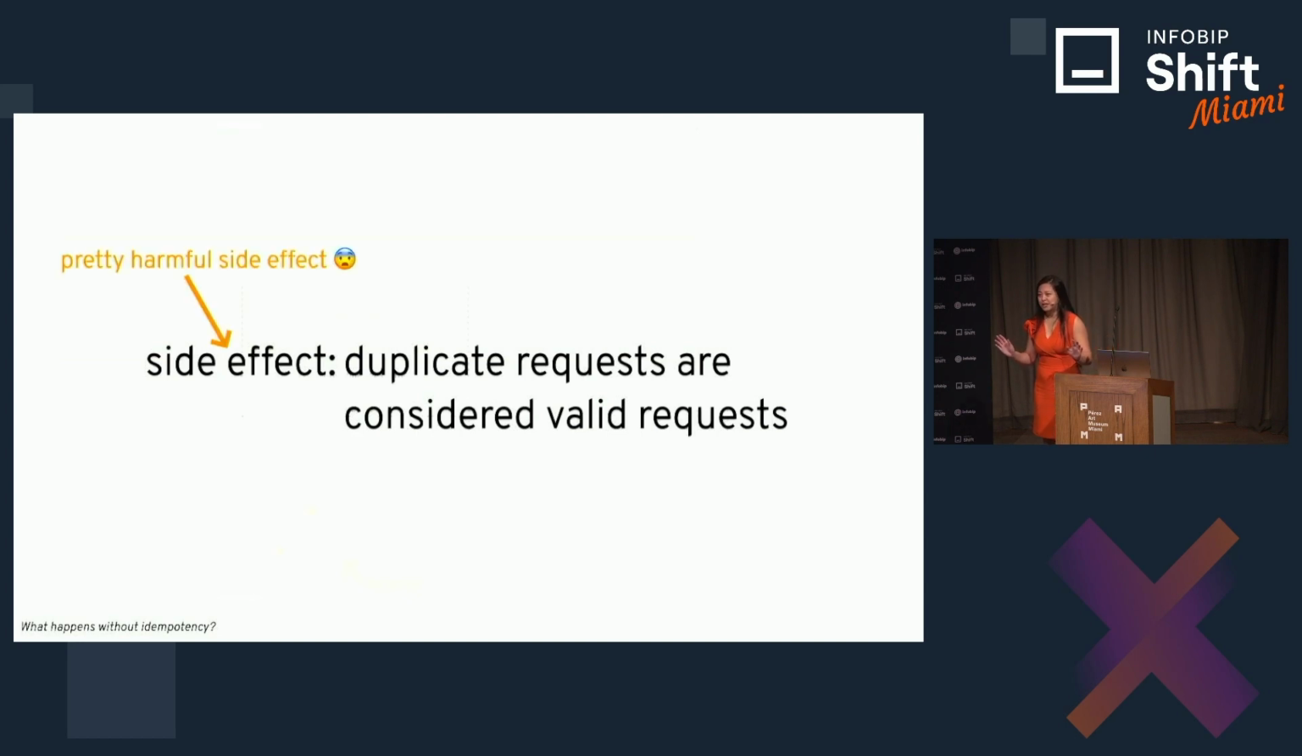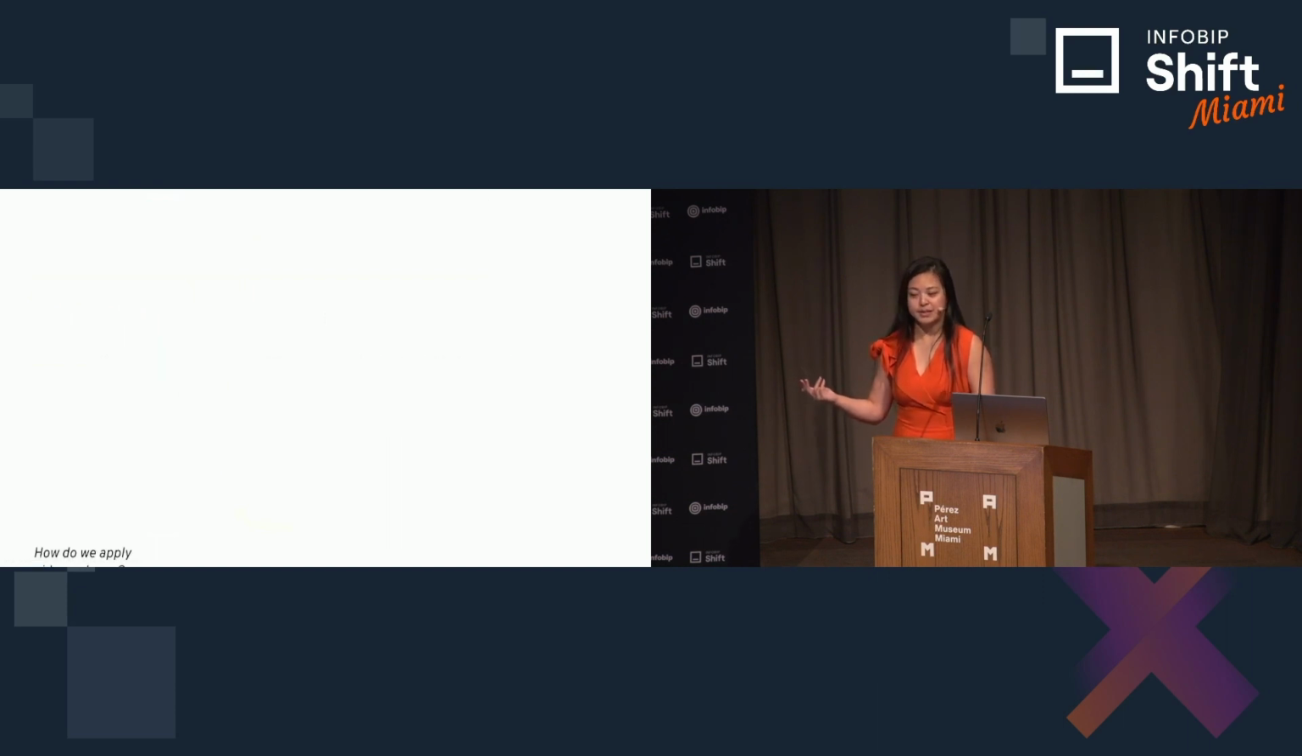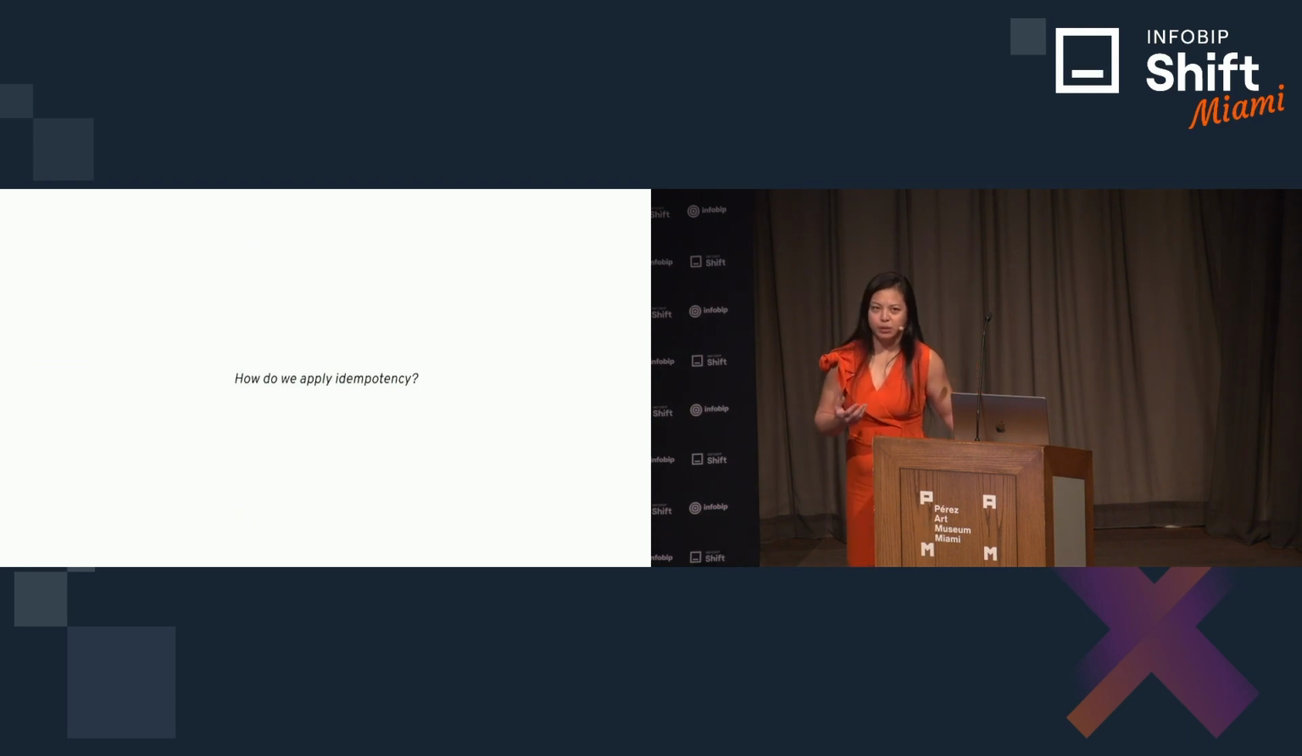Again, maybe 2 cakes is not harmful, but having you charged twice, getting it withdrawn twice, those are harmful side effects. So when you have a particular request, when you have a specific intent not captured, that's what happens in a non-idempotent system. It has no choice but to say, hey, there's 2 requests here for 2 cakes. I'm going to go through and process it. So how do we actually apply idempotency then? What do we need to do to fix this problem?